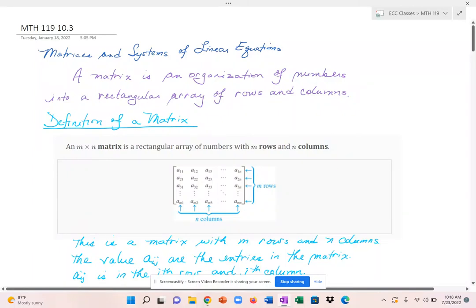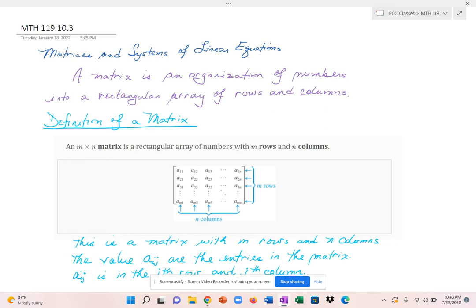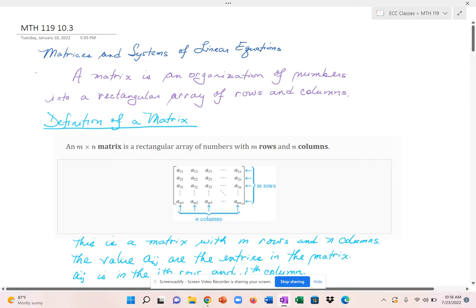This lesson is about matrices and systems of linear equations. So first, let's define what a matrix is. A matrix is an organization of numbers into a rectangular array of rows and columns. So a matrix will look like this. This would be an M by N matrix, where M is the number of rows and N is the number of columns.